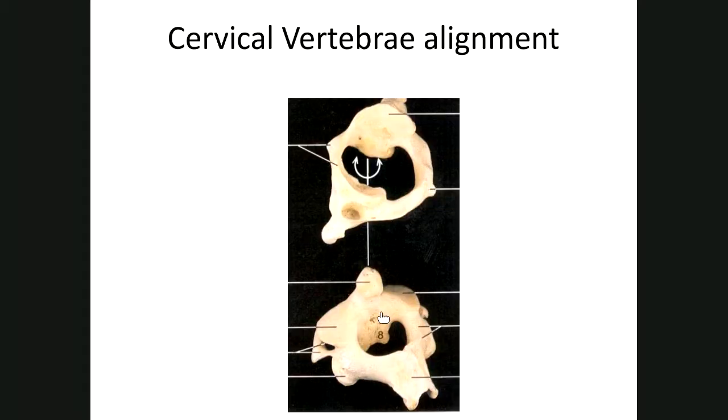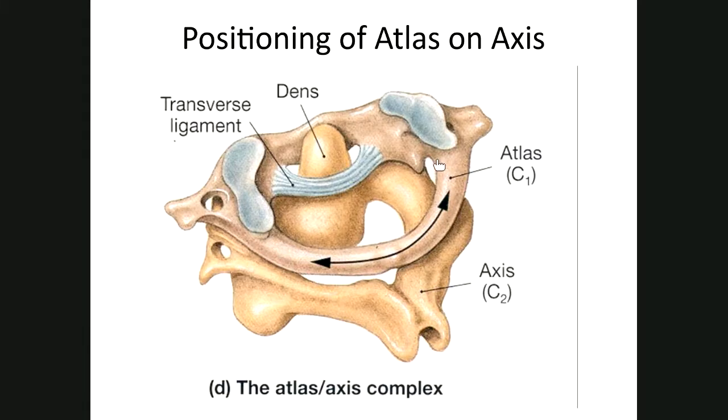This is showing you how the atlas sits on top of the axis, but I have a better picture. There it is. There's the atlas, sits on top of the axis, and there's the dens there with a little ligament going across it that allows you to turn your head left and right. That's this movement here with the arrow. When people break their necks, this oftentimes is broken off and it severs the spinal cord. And that's what kills you.